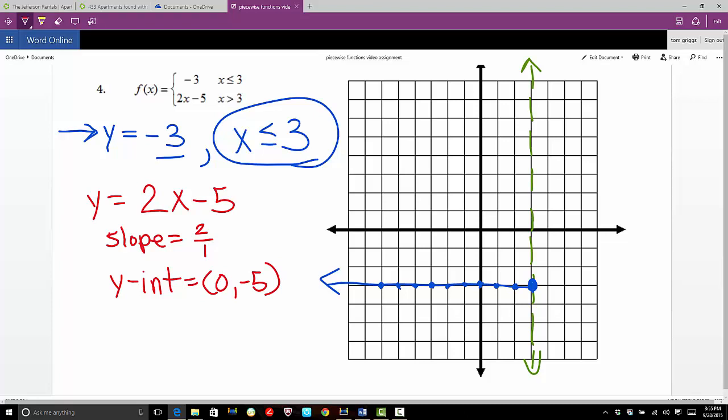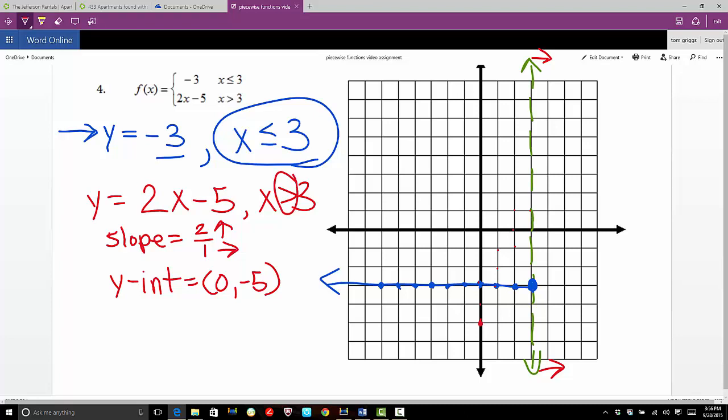So we only want the piece of this line that is greater than 3. So yes, the line should be somewhere on this side of our neon green line there. It's going to start, though, if you see the y-intercept is -5, actually starts here on the left side. So we need to go up 2 over 1 from our y-intercept until we get to the other side of the line. So that's up 2 over 1, up 2 over 1, up 2 over 1.